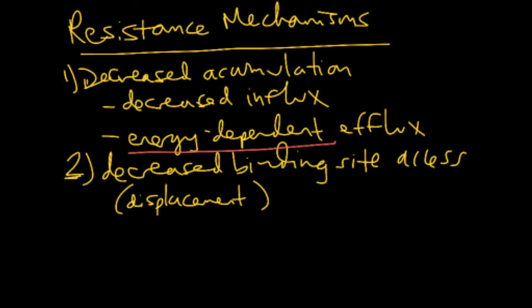Number 2, they have decreased binding site access of the tetracyclines to the 16S subunit binding site. And they do this by displacing tetracycline with a bacterial protein. So a bacterial protein comes into the 16S subunit, displaces tetracyclines, and they can't bind any longer and act.